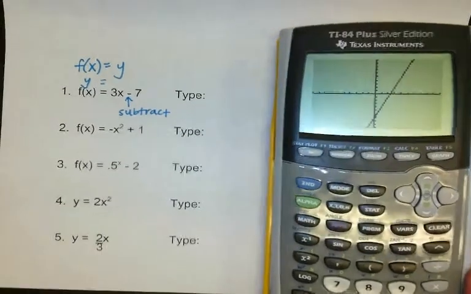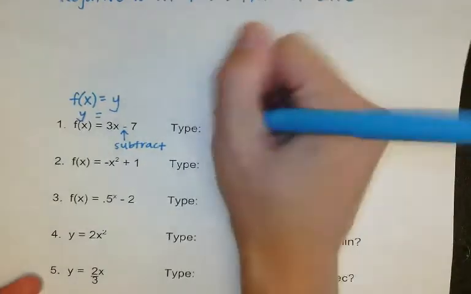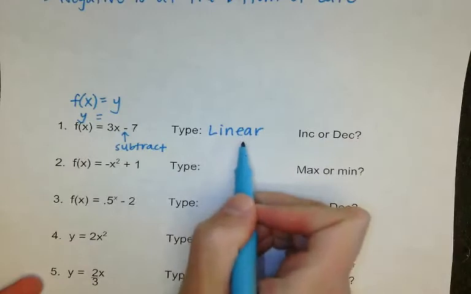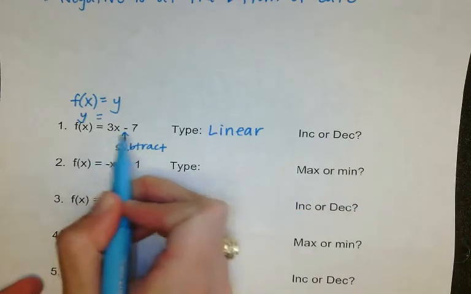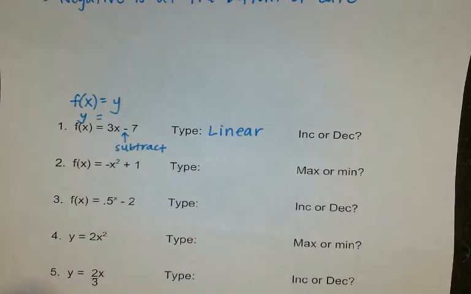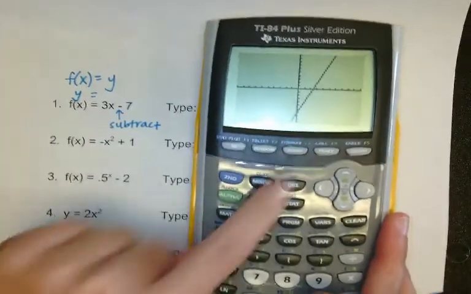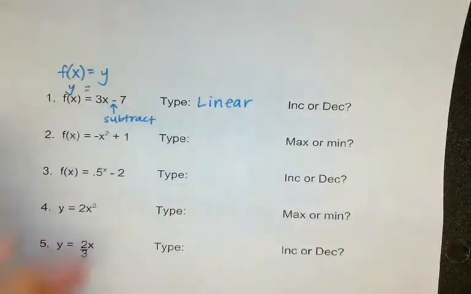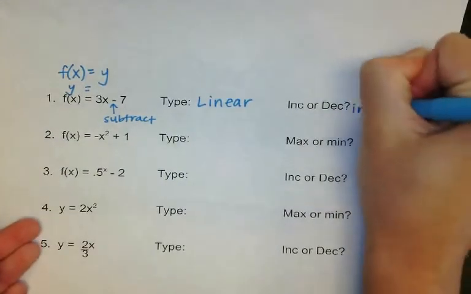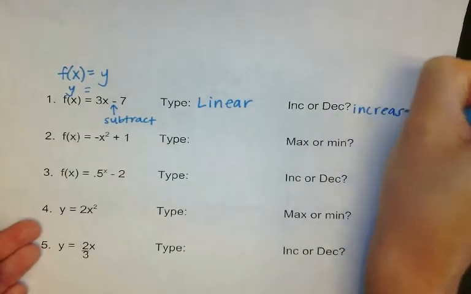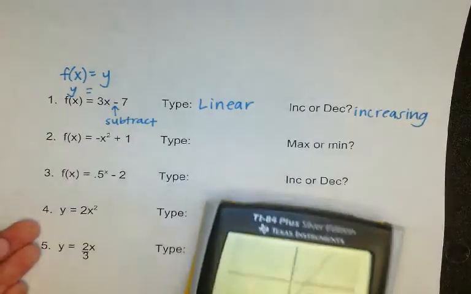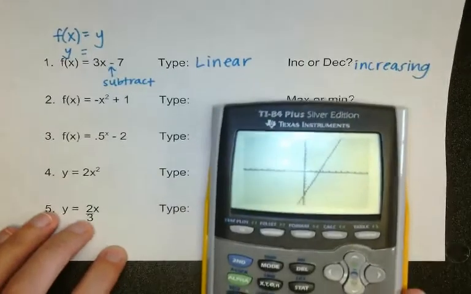I see a line. So this function is linear. Maybe you already realized that when you saw its equation, since there were no exponents at all. And as I look at this line from left to right, I can see it's going up. So it is an increasing graph. Awesome. The calculator made that really easy. Let's try another one.